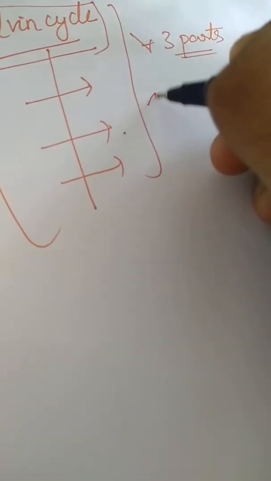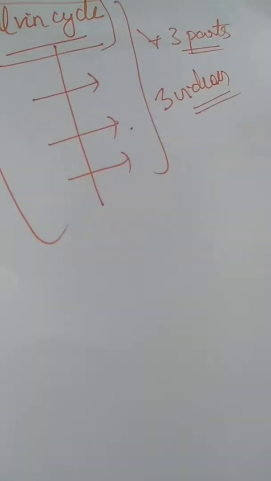So there are three parts, and I'm going to send three videos, one about each part. So that's what it's all about. Before actually doing the Calvin cycle, you have to know some very important structures. So what are they?